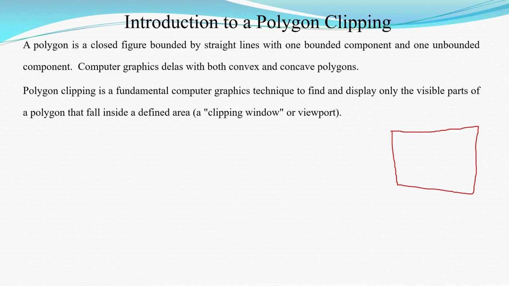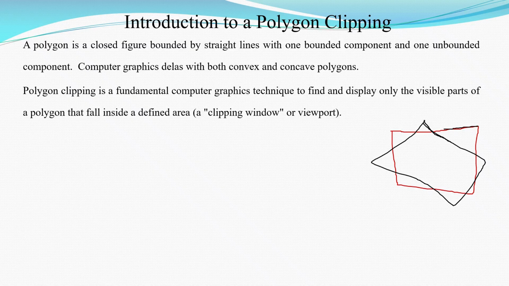Now what is polygon clipping? Polygon clipping is where the edges of a given polygon come outside the window. This is a polygon, a closed loop. Straight lines join to make a geometrical shape, and that is called a polygon. So here is an example.